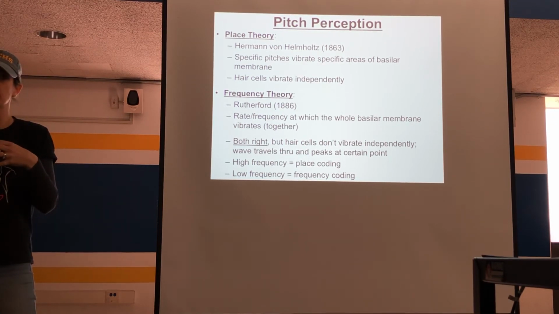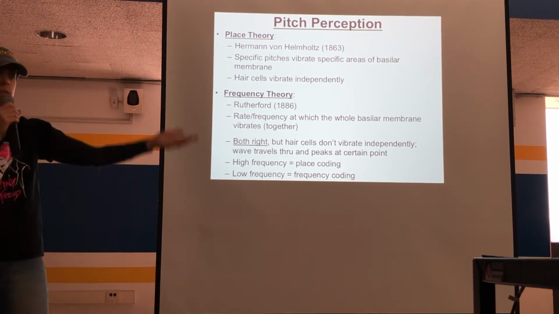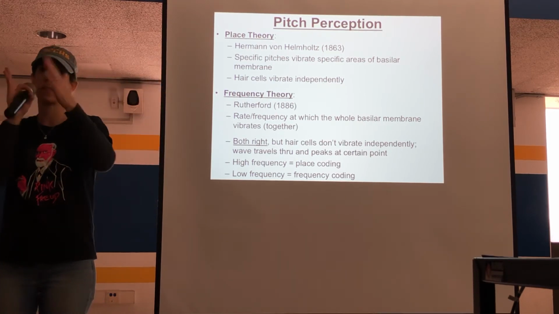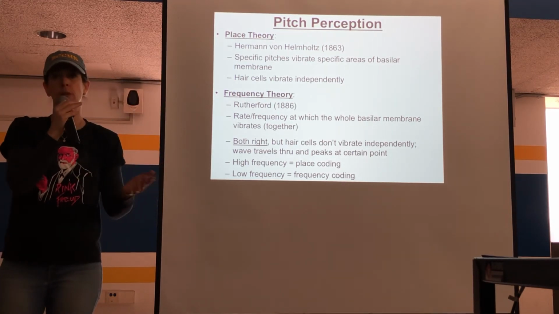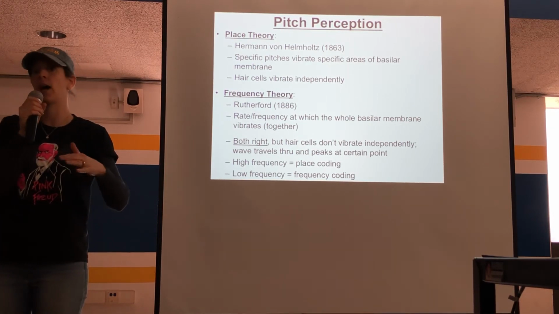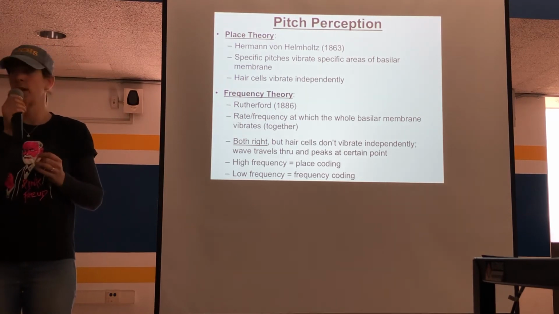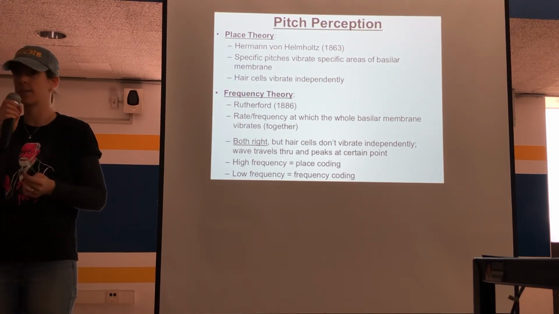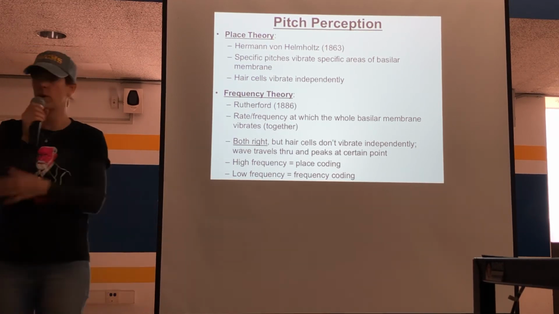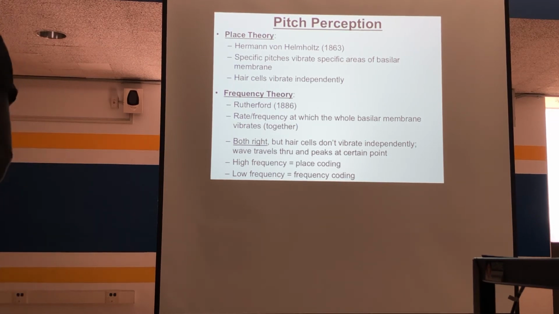Frequency theory says it's the whole basilar membrane, all the hair cells vibrating, but the speed or the rate at which they vibrate matters. So, which is correct? Both. Which is correct for high pitch? Place theory. What's the mnemonic? Friends in high places. So high frequency is place theory. Low frequency is frequency theory. Clear?